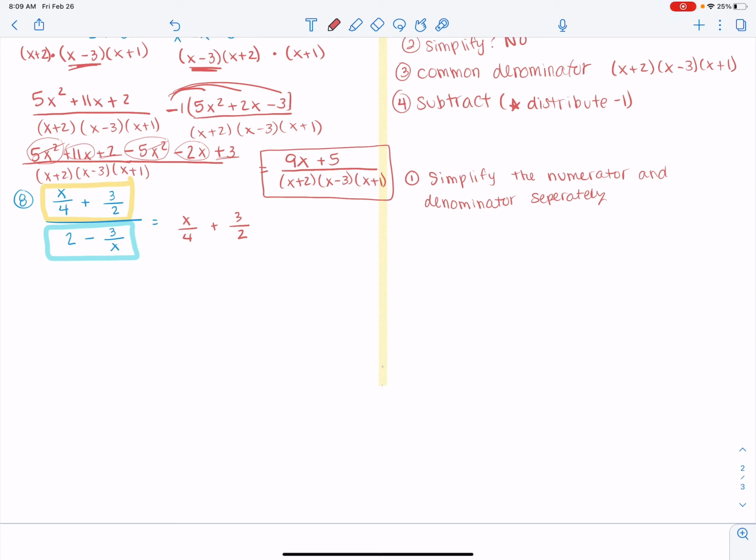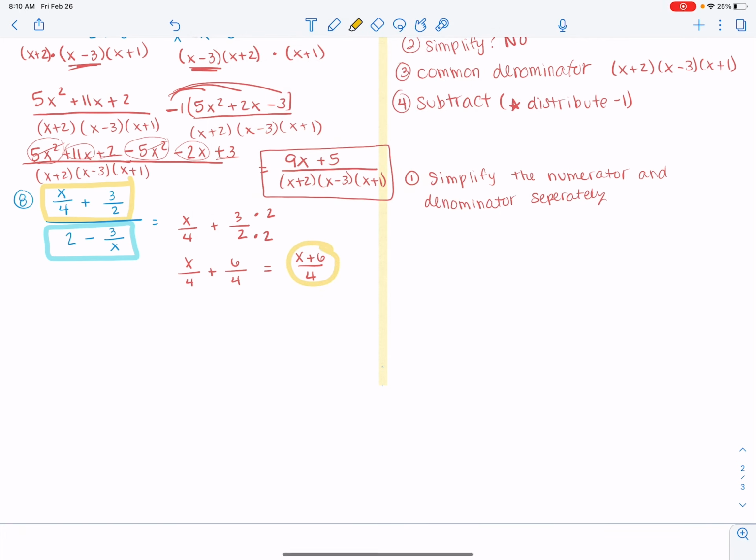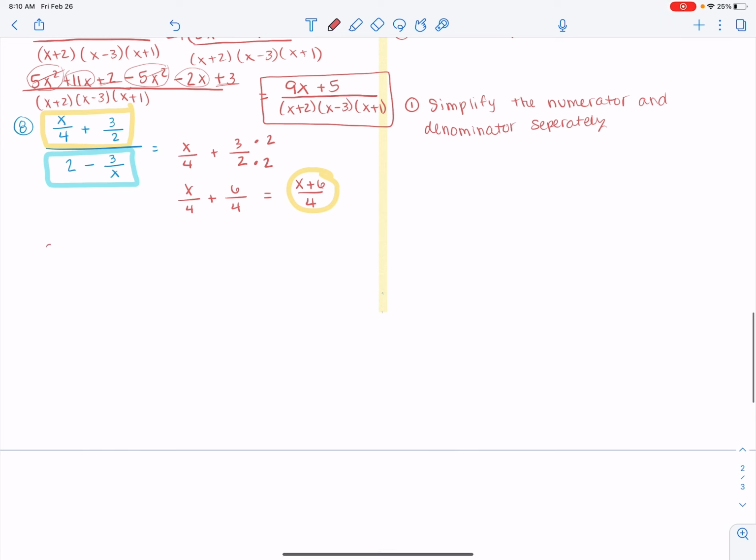So I need a common denominator. I can turn 2 into 4 if I multiply by 2. So I'm going to multiply by 2. So now I have x over 4 plus 6 over 4. So keep your denominator of 4, and you have x plus 6 on top. So that is what our numerator simplifies to.